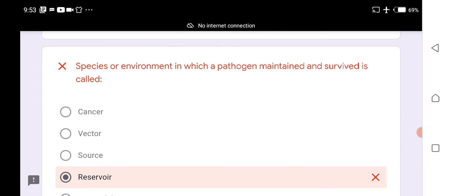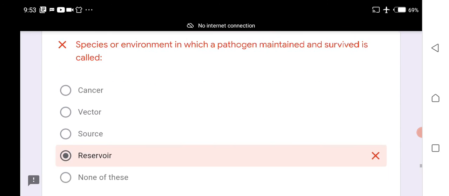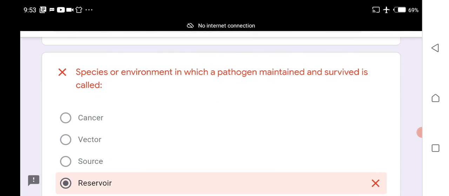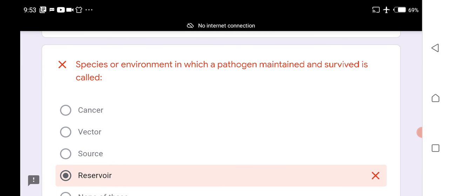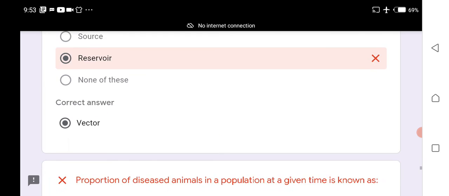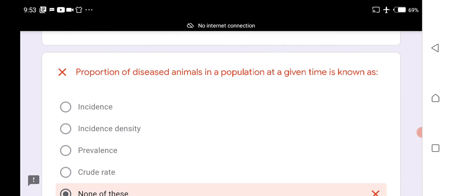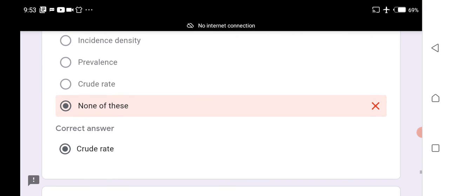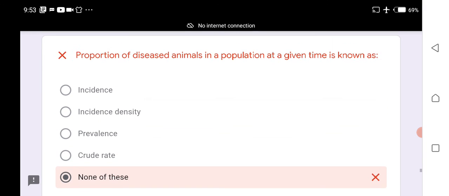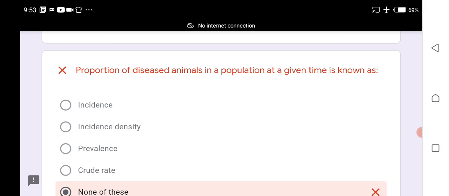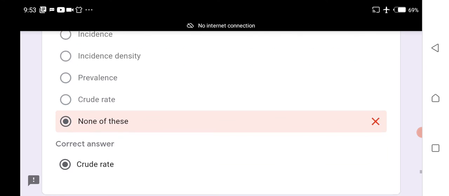Species or environment in which a pathogen is maintained and survives is called the reservoir. Crude rate is the proportion of diseased animals in a population at a given time.